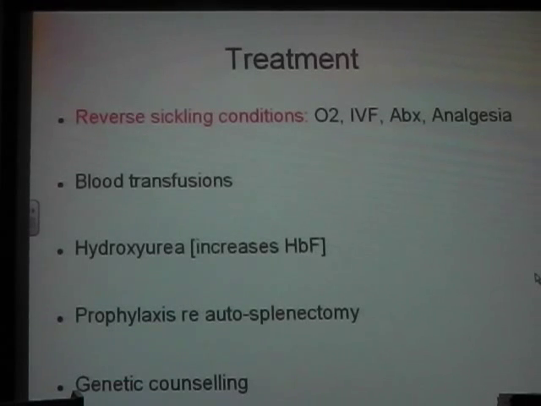Hydroxyurea increases the amount of hemoglobin F, which is important because that obviously doesn't contain the beta globin. People with sickle cell disease infarct their spleens at a very early age, so they autosplenectomize. So you need to give them prophylaxis against infections and genetic counselling.